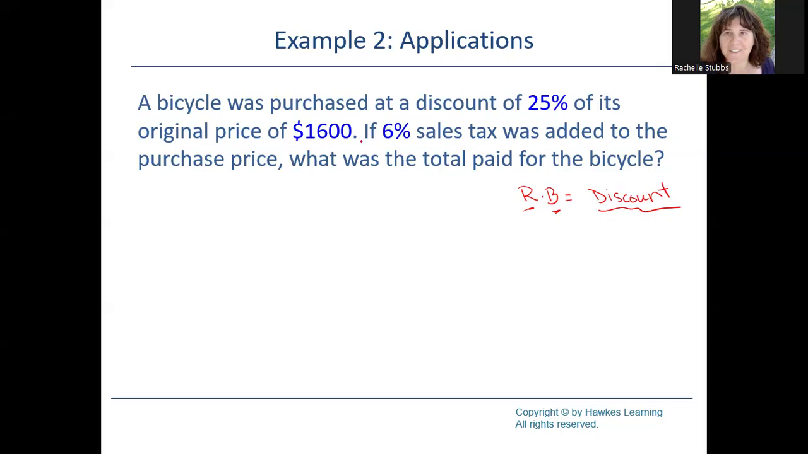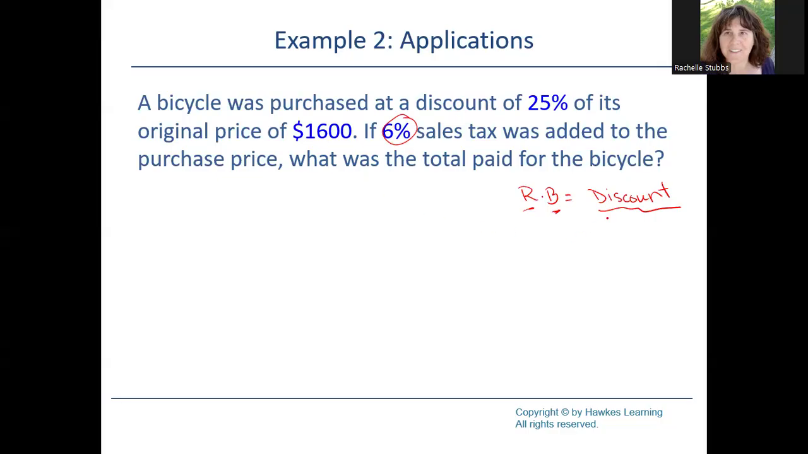Now, this one gets pretty deep and sticky. Then we go up to the counter. So we're going to get 25% off of $1,600, which is $400, right? So we're really paying $1,200. But then they're going to add a sales tax onto that. So what was the total paid for the bicycle? So there's several parts to this.